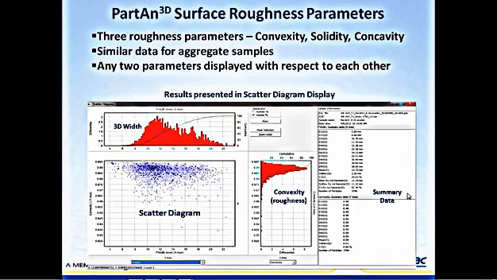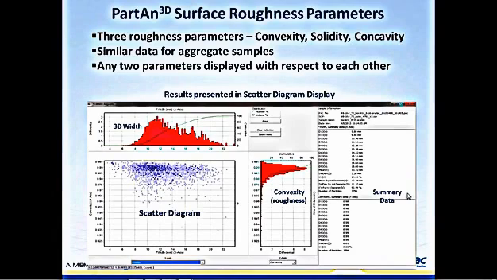Convexity is reported on the right side red distribution on a scale of 0 to 1, 1 being a completely smooth convex surface. The summary data for each parameter are shown in percentiles, means, relative standard deviations, and number of particles on the list to the far right.